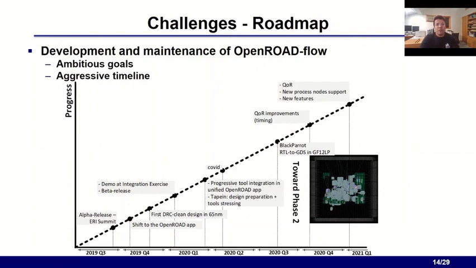The OpenROAD team is already tackling the QoR, improving the timing engine of the OpenROAD app, and multiple features are under development in addition to new process node support. Developing and maintaining the OpenROAD flow has led to several challenges along the way to meeting OpenROAD's development schedule goals, and in the next slides, I'll go through the main gaps and issues that we have faced.